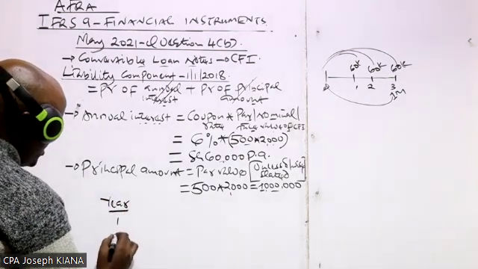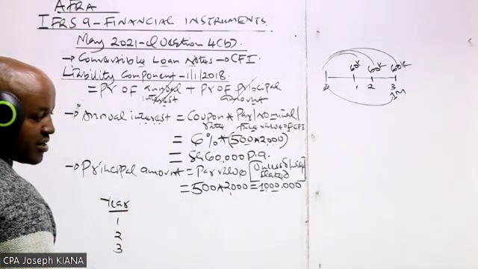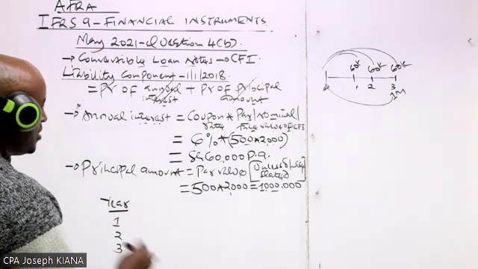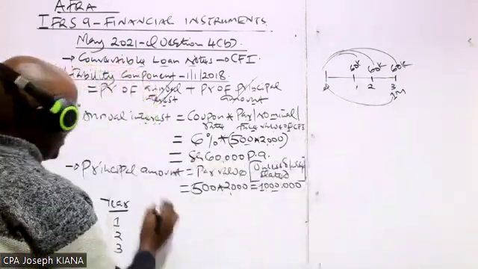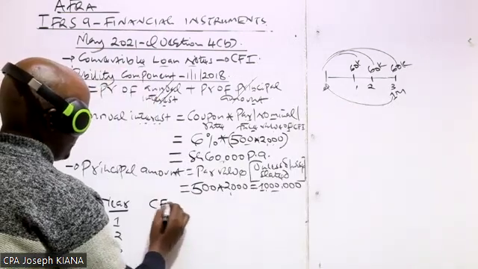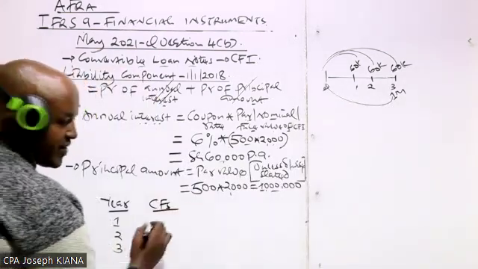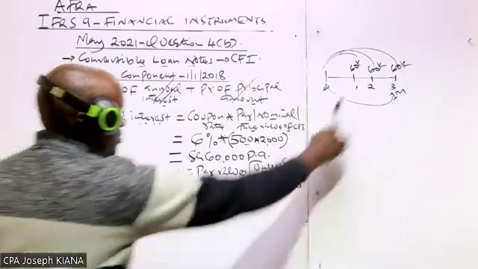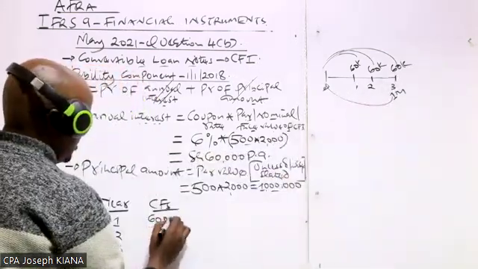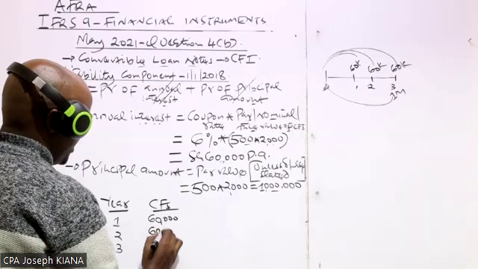Yes, we have year 1, year 2, year 3. And then this amount to be paid by the company, can we refer to them as cash flows? Yes. Let's just refer to them as cash flows. So in the first year, the company will pay 60,000 from what we have here. In year 2, the company will pay 60,000.